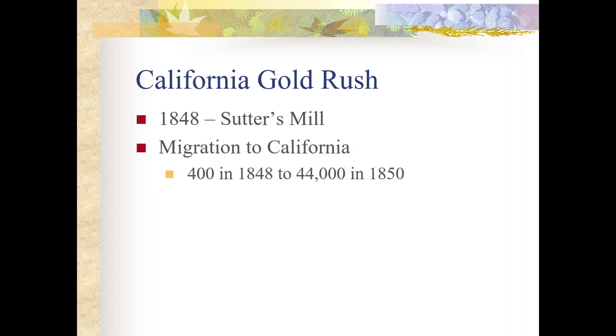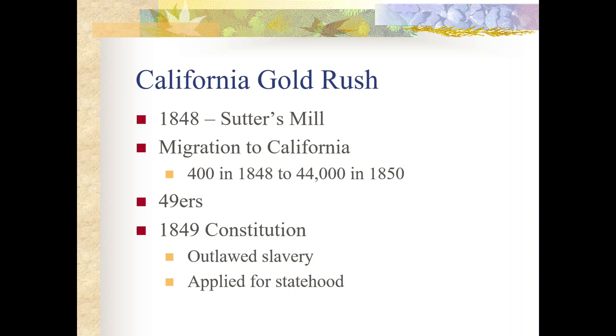And so where the population in California had only been about 400 individuals in 1848, we're going to see that number increase dramatically to 44,000 by 1850. All moving out to California, hoping to get rich quick. And so this is why many of those moving to California are known as 49ers, because the discovery of gold in 1848 is going to make that rush to California in 1849.